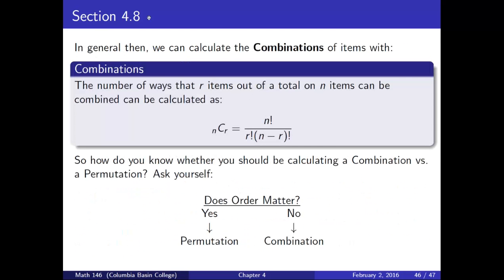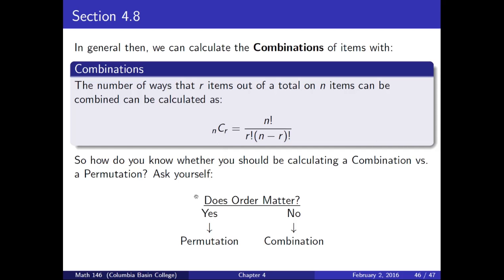So in general, we can calculate combinations. It's a similar formula to the permutation. The n factorial over n minus r factorial, that's the same as permutation. But what we're going to do is divide out an extra r factorial, because this r factorial is the number of ways that the samples can be rearranged after you pick them. So it's going to be a little bit smaller. There's not going to be quite as many combinations as there are permutations.